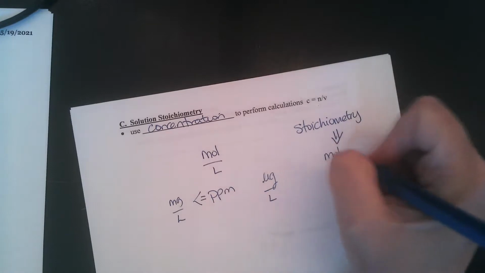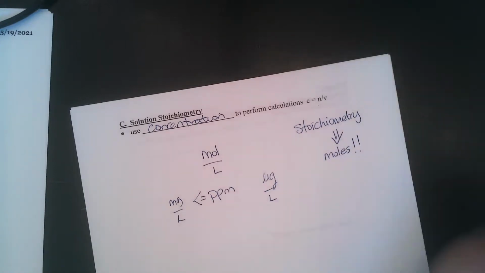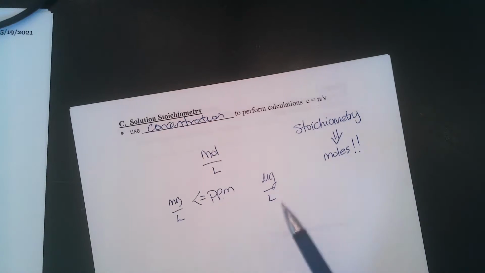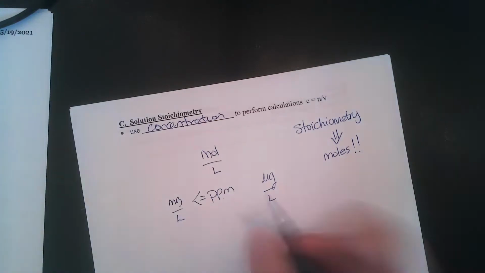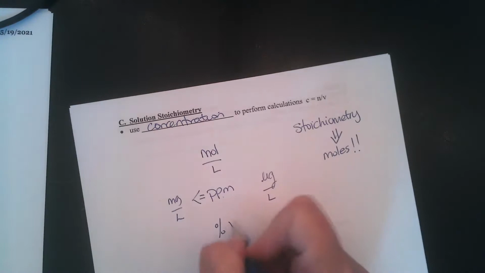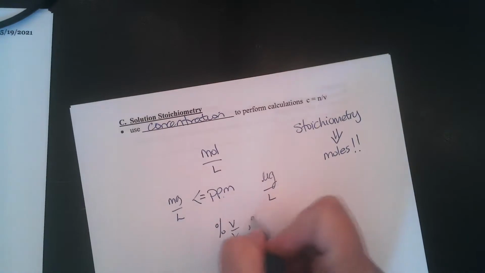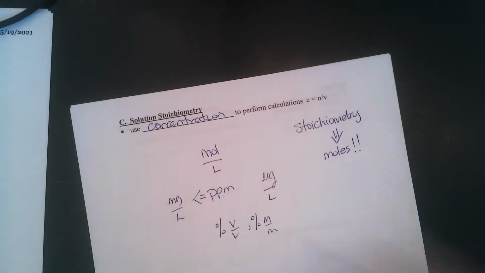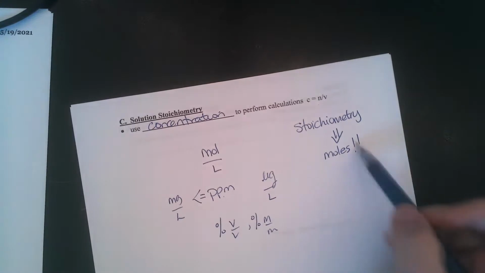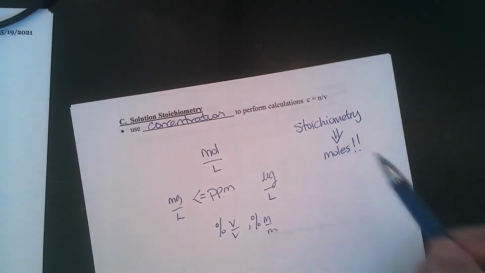we need moles. Always, you need to get from this point back to moles. There's a bunch of different ways. You could be given percent volume by volume or percent mass by mass. You have to get back so that you can figure out moles. Let's look at an example here.